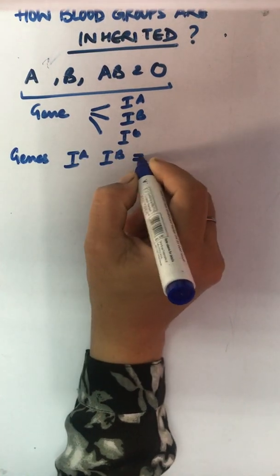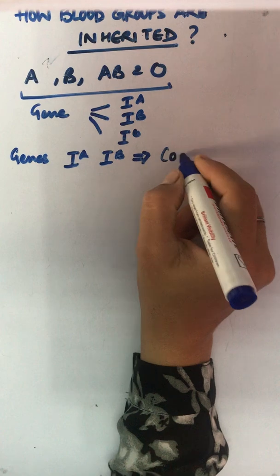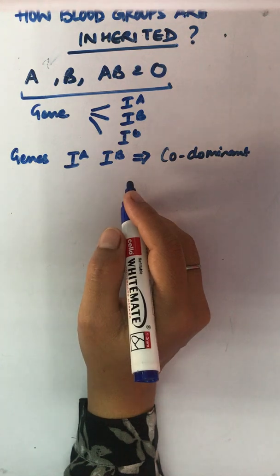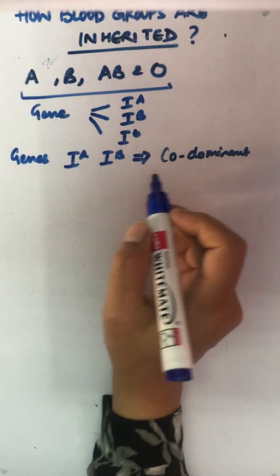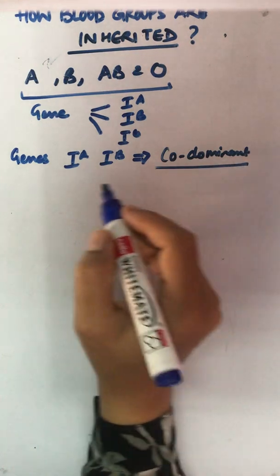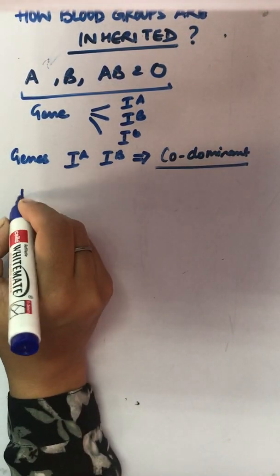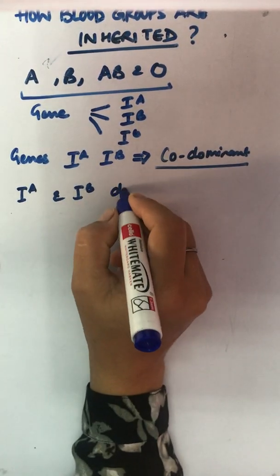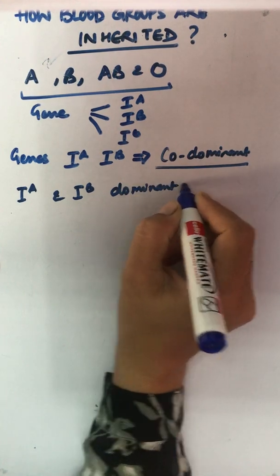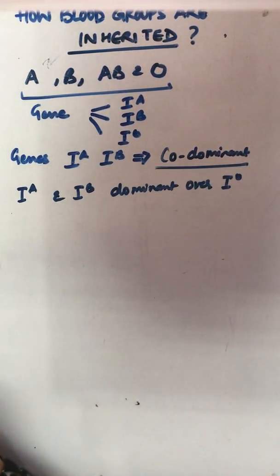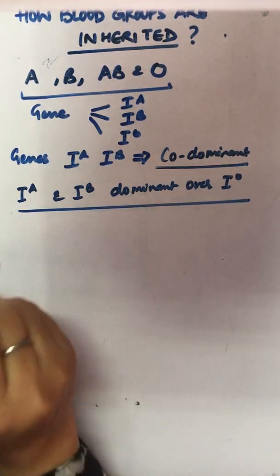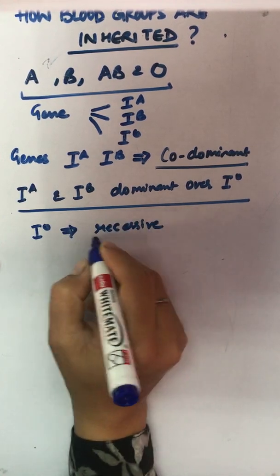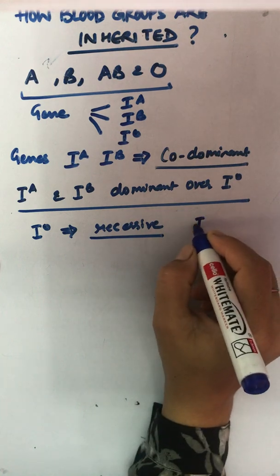Now the genes IA and IB are said to be codominant. Why? Because they both are equally dominant and they do not show dominance over each other, so we call them codominant. However, IA and IB both are dominant over IO. Means IO is said to be recessive in relation to genes IA and IB.